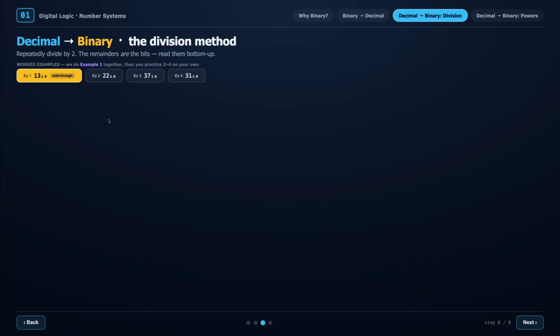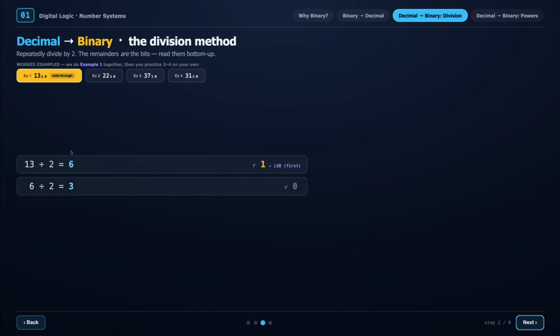So let's work through it. There's a couple of methods that you can use here. One method is the division method. So we take a decimal number like 13 divided by 2, and basically what we're looking for is remainders. Okay, so 13 divided by 2 is 6. 6 times 2 is 12, so we have a remainder of 1. Okay, so we write that down.